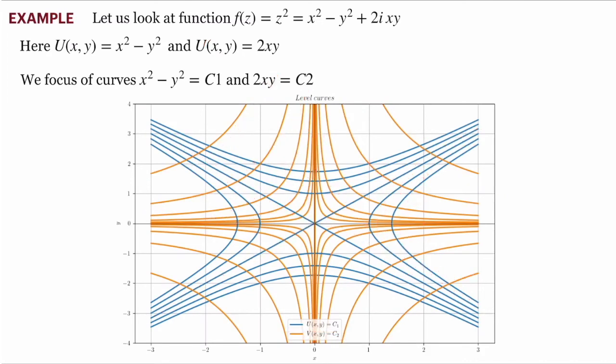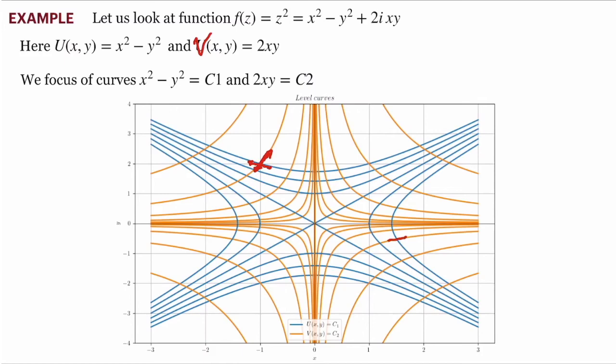Now we see that whenever these two curves cross each other, they are actually orthogonal to each other. Either you can look at their tangent vector or their normal vector. You can see that they are becoming orthogonal. For example, let's take a point here. So this is the tangent vector to the orange curve, and this is the tangent vector to this curve. If you draw properly, you can see that they are orthogonal to each other.